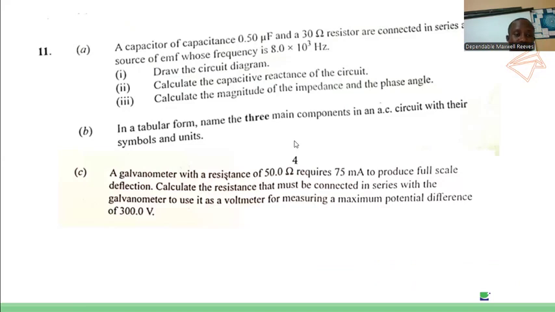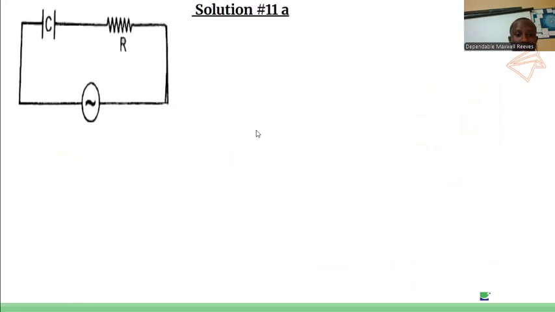For question number 11, please take a sheet of paper and write the question down because we'll be solving it again, so at least you can follow this tutorial. It's helpful for you. So let us dive into business. Now, for question number 11, you are asked for, first of all, the circuit diagram.